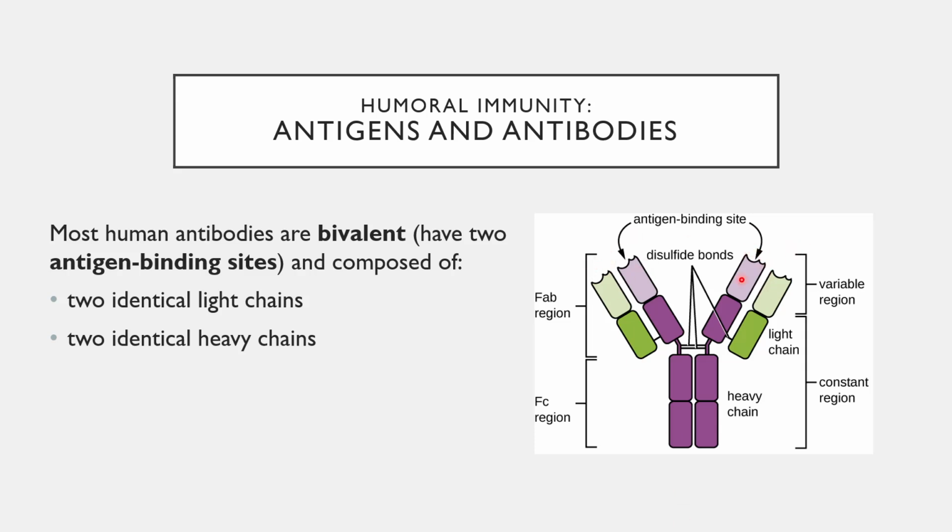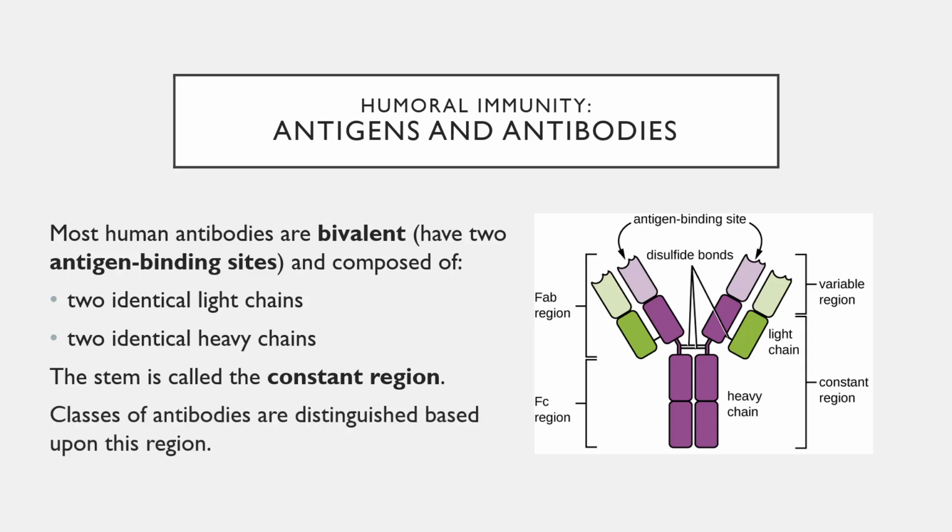And the stem of the Y here is called the constant region. It is also sometimes called the Fc region or the effector region, but we will choose to use the terminology constant region. Classes of antibodies are distinguished from each other based upon the construction of this constant region. And in just a moment, we will look at the 5 classes of human antibodies that have unique constant regions. But before we do that though, let's take a look at how antibodies work.